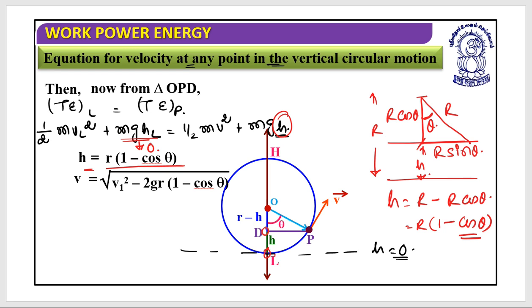Now if I replace this V_L with the V1 and put in the value, and solve this, then I get the velocity as root of V1 square minus 2gr into bracket 1 minus cos theta. I hope this is clear. Is it clear? Are you sure? So this is the formula, or we can say the equation, which can give us the velocity at any desired location.